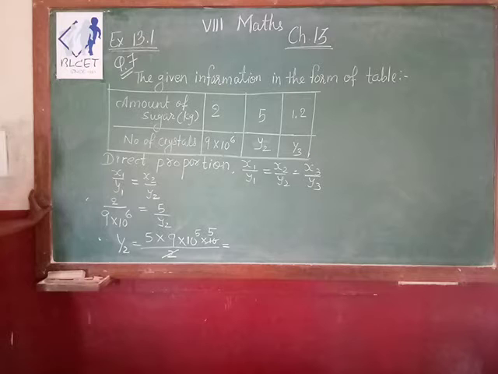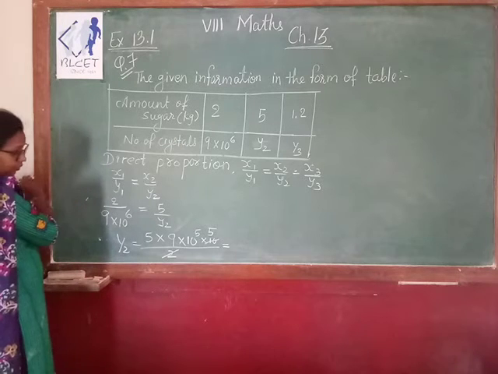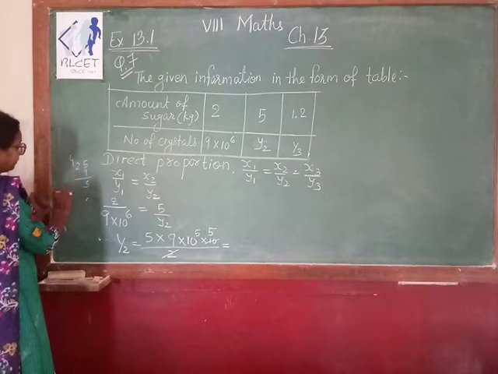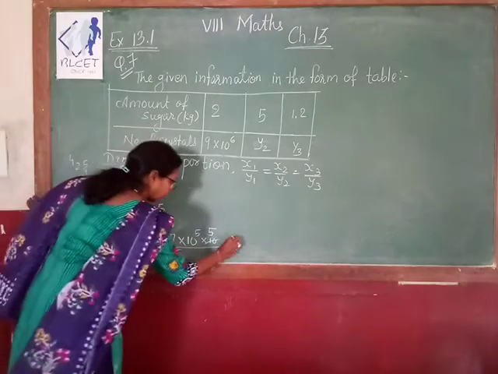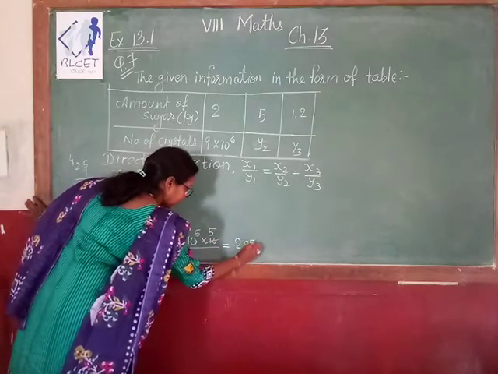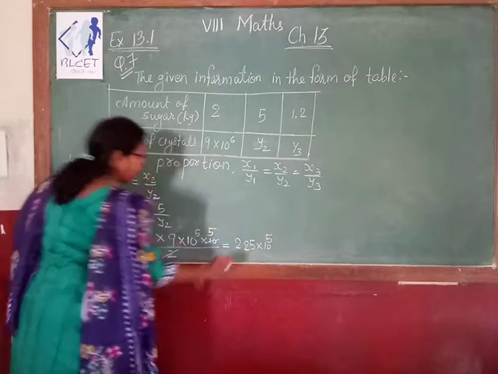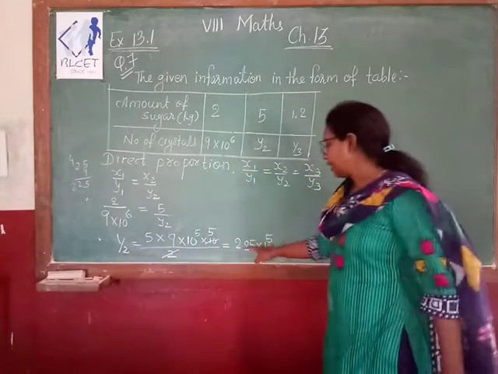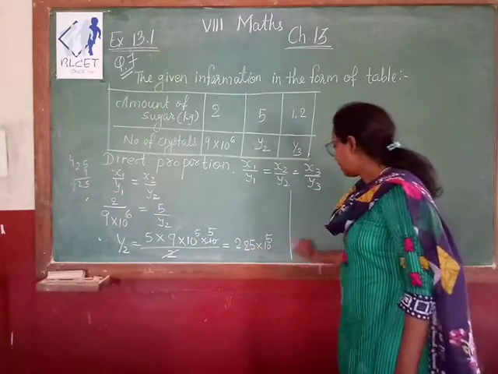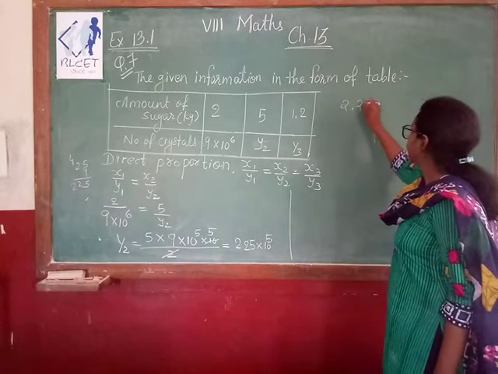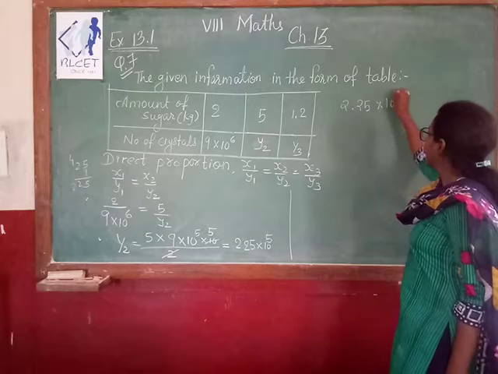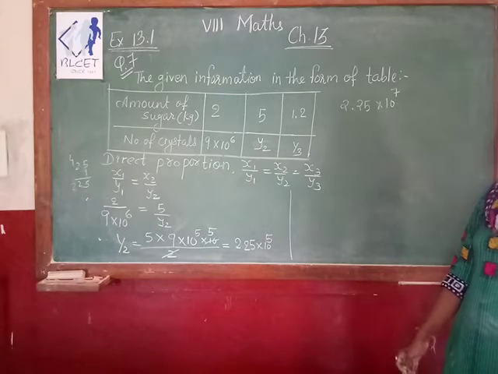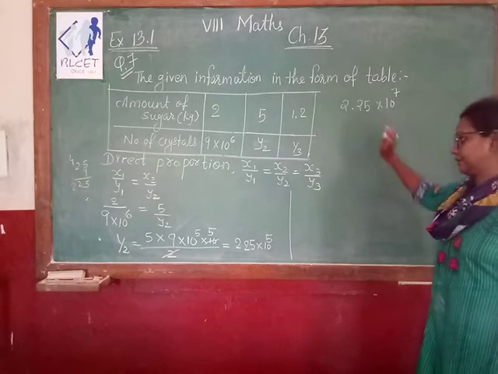5 5s are 25, and 25 9s are 225. So our answer is 225 multiplied by 10 power 5. So this is the answer of the first question. This we can write in this form, 2.25 into 10 power 7. We have already learned how to write the standard form in chapter number 12, so no need to explain this.